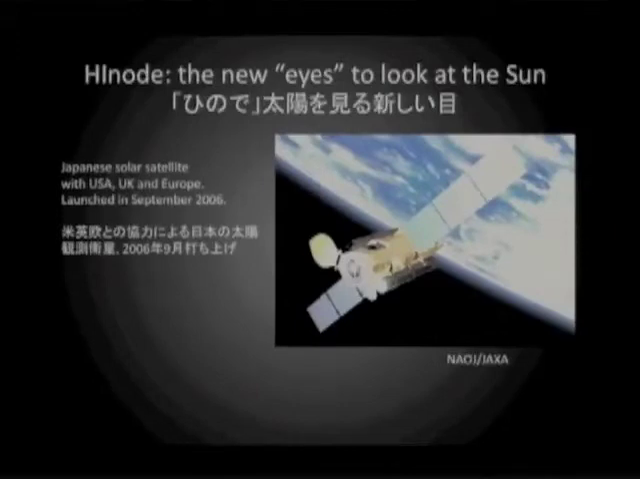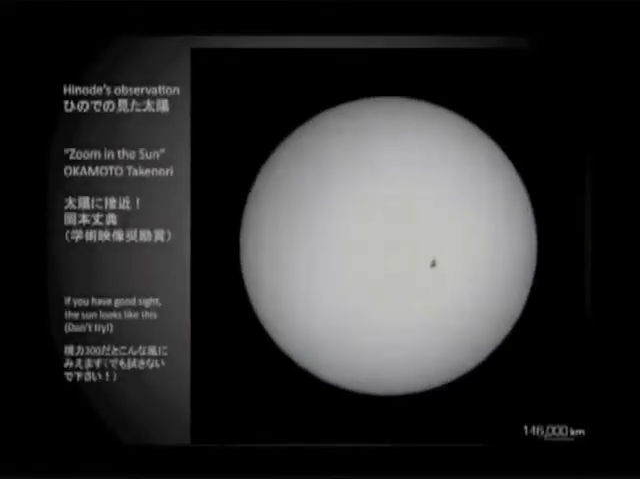Japan, the UK, the US, and Europe worked together in order to launch a new satellite called Hinode. This launch was in September of 2006. It is dedicated to the observation of the sun, and you can see an X-ray telescope. There are three different types of telescopes in order to observe the sun very closely.